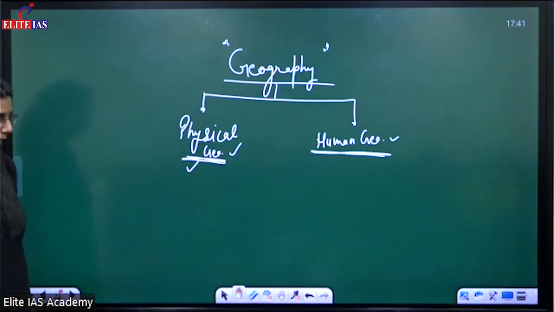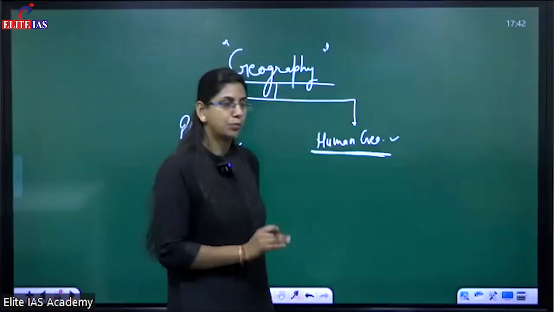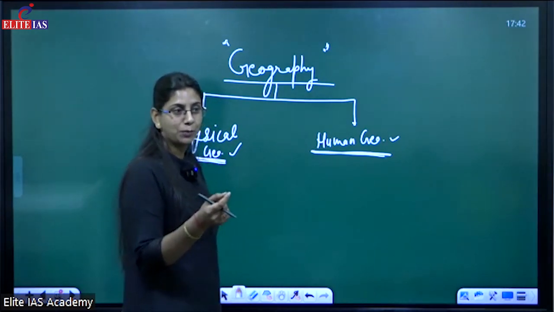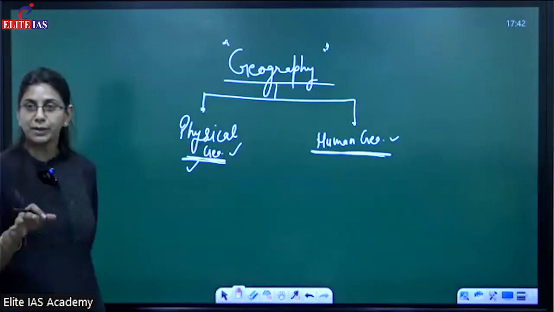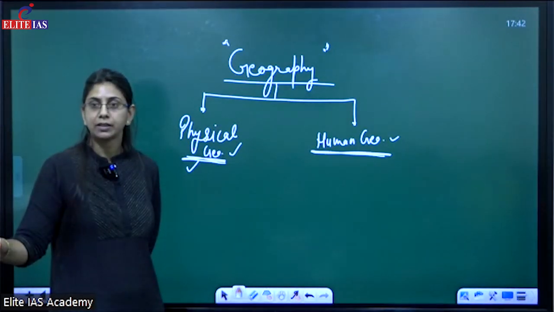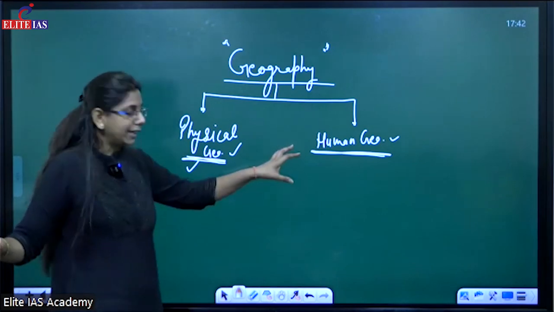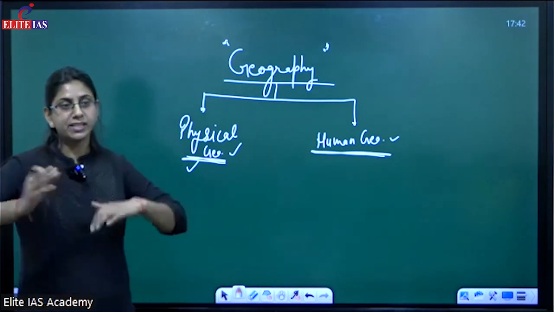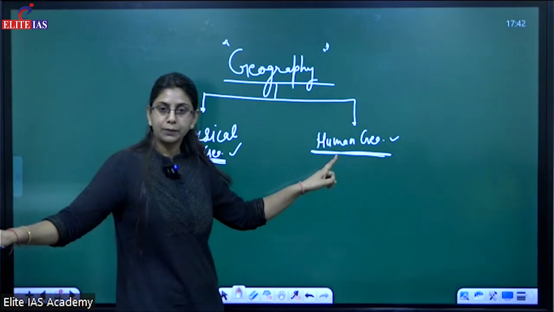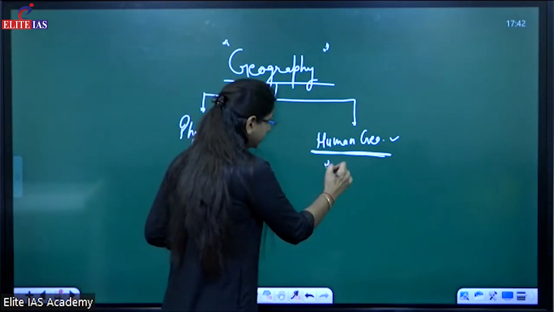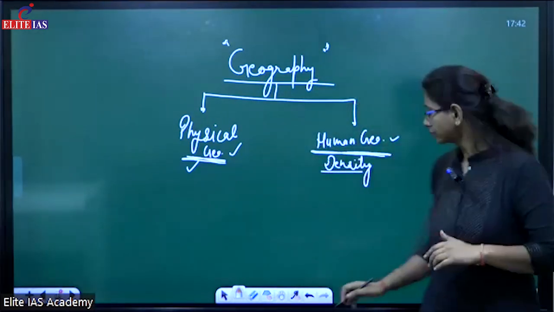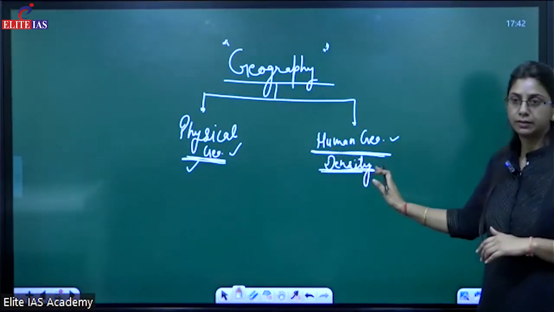Then settlement. Population. Settlement. Yes, that means population. Population density. Highest population density? India. Kaun se state thi? Bihar, Uttar Pradesh and West Bengal, right? Okay. Now you will learn how to connect these informations. Population is a part of human geography, right? And when we talk about the population density in India, Bihar, Uttar Pradesh and West Bengal, highly dense areas, right?